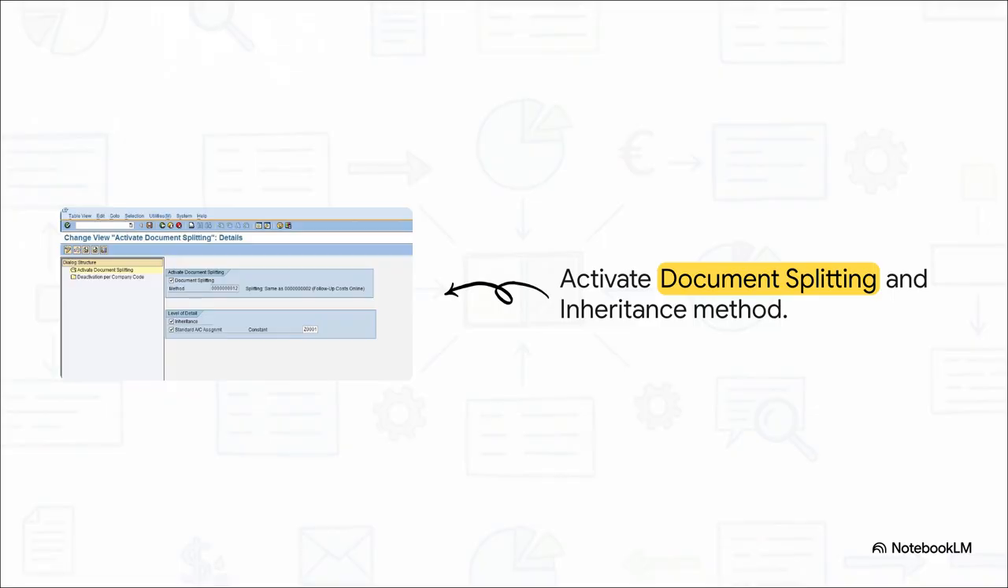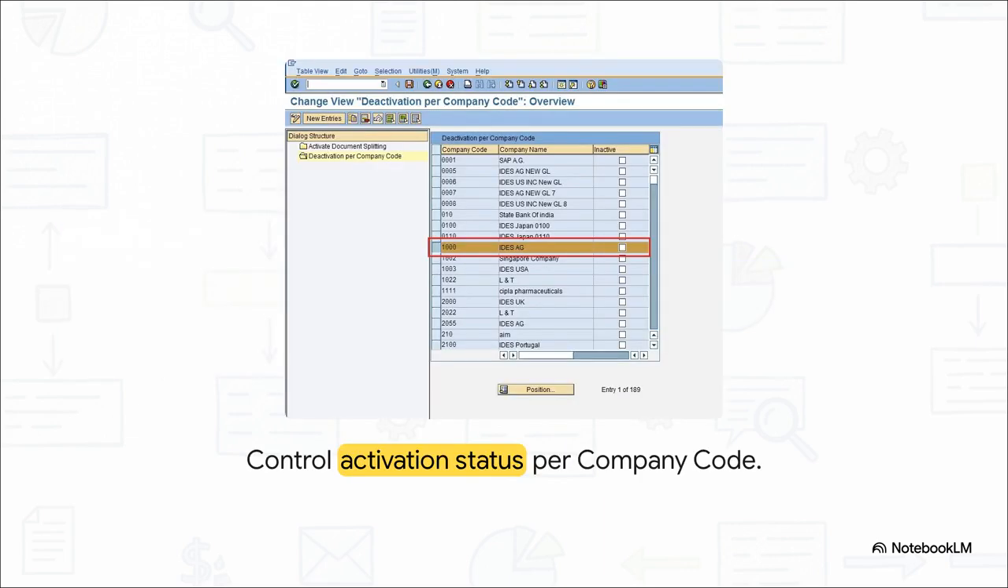And step 6 brings the whole shebang together. We activate document splitting globally and turn on the inheritance method. With inheritance on, non-assigned line items will just automatically derive their account assignment from other line items that are already present in the document. One final, very important technical note here. Even though you activate this globally at the client level, you can still maintain strict control by turning it off for specific company codes if you need to, like an entity such as IDAS AG, for instance. That gives you incredible granular flexibility across a really complex enterprise structure.